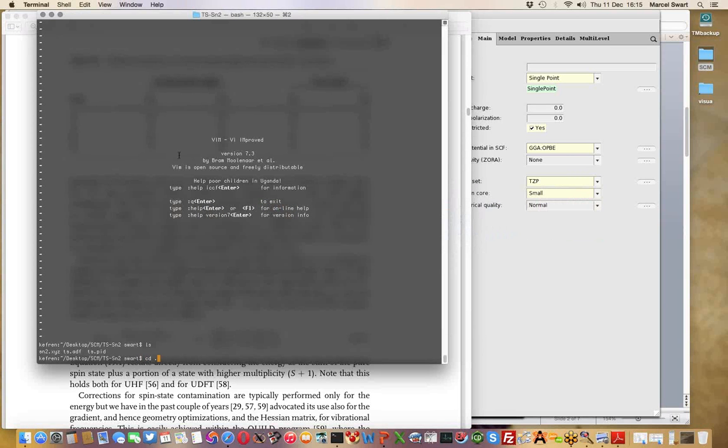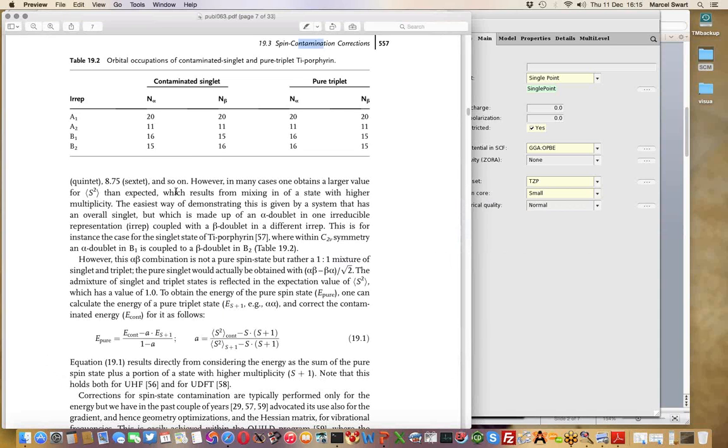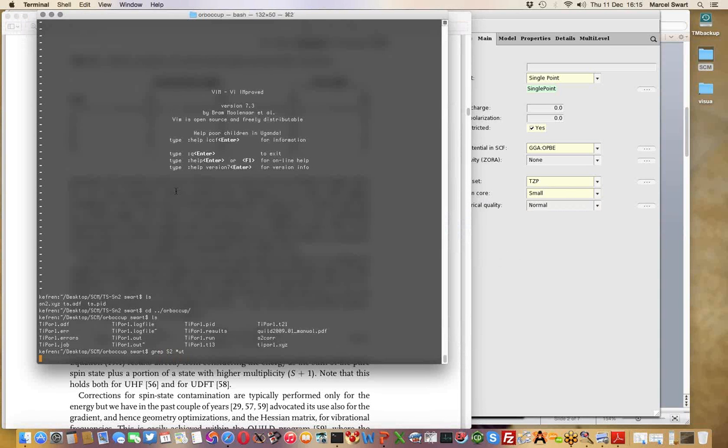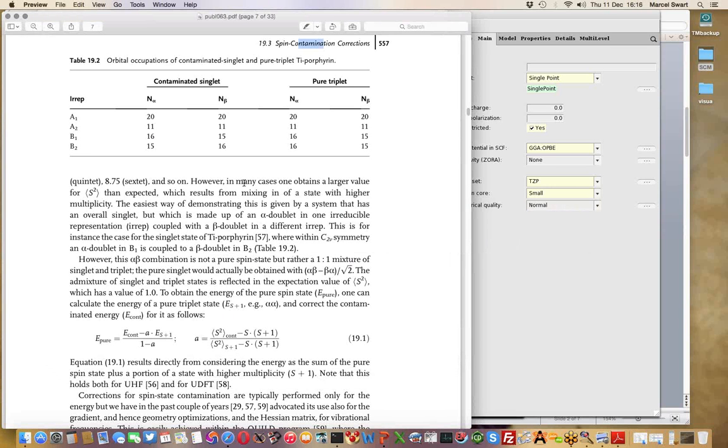In this case this means that you get an expectation value of S squared, so this is the expectation value of the spin which you obtain, which is not equal to 0. And you can actually use this and do a correction, so a decontamination of the spin contamination by including a portion of the pure triplet.